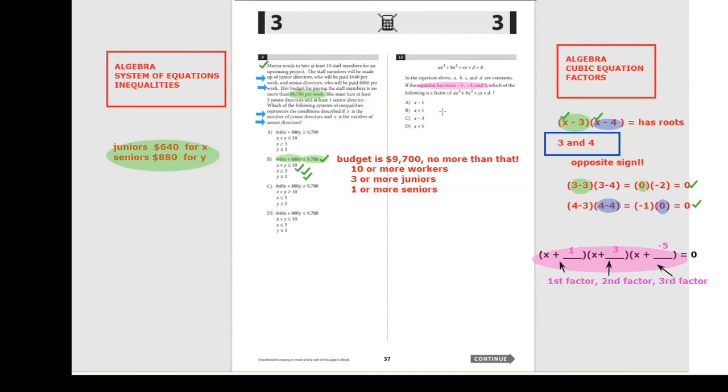Ethan? The first one matches with B. Yeah, B is the correct answer because of these three factors, that would be the factored form of the cubic. That would be B.